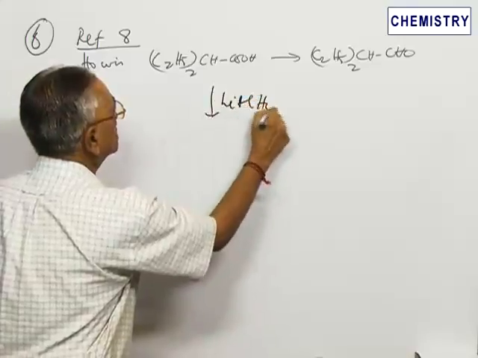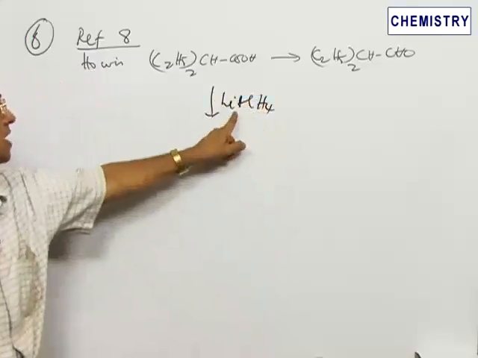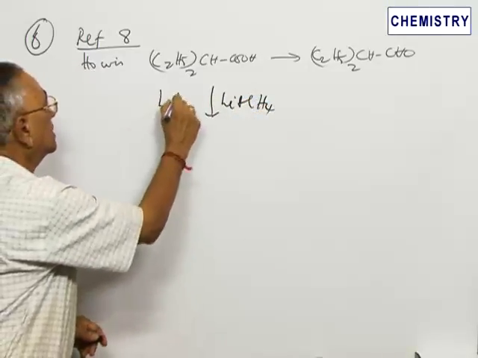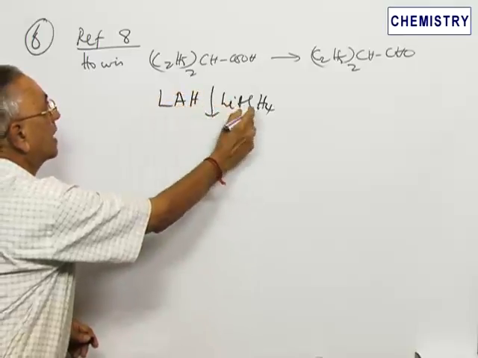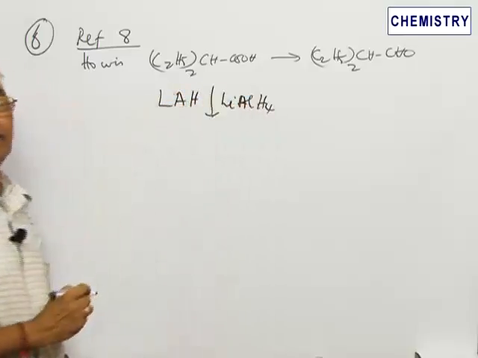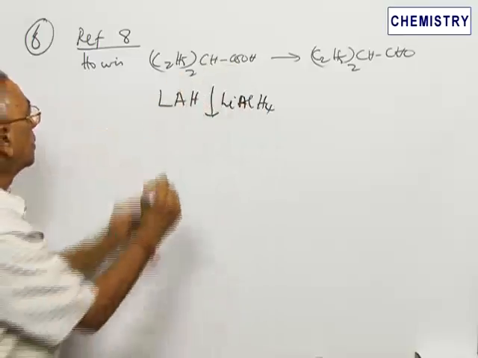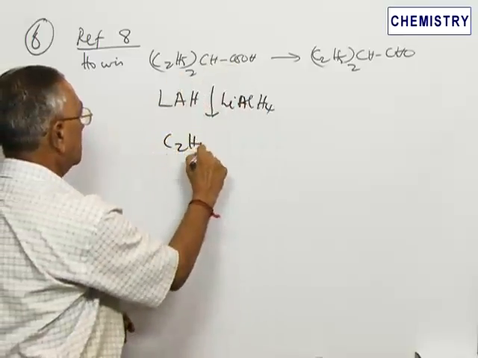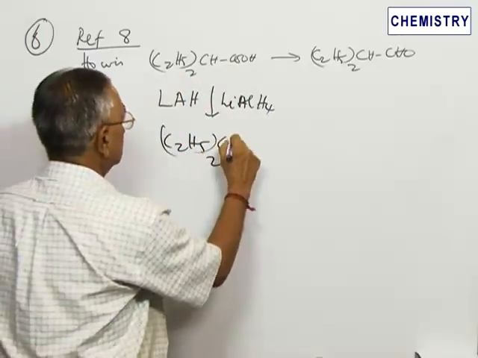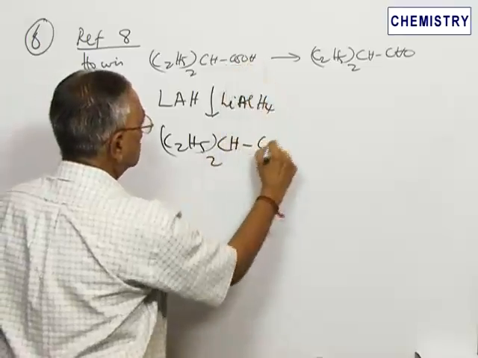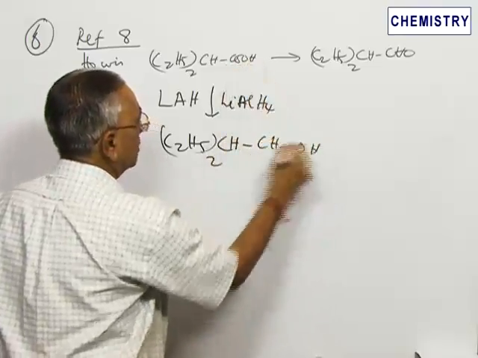This we all know. Lithium aluminum hydride is a very powerful reducing agent. Normally it is known as LAH, lithium aluminum hydride. So this COOH will get reduced. Therefore, the product obtained will be (C2H5)2CH, and this alone will get reduced to CH2OH. It will become an alcohol.